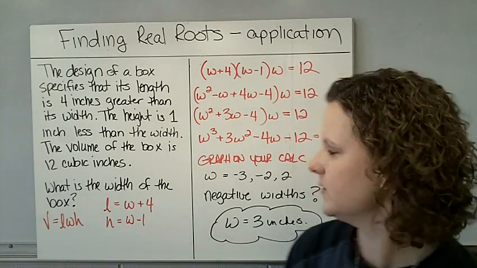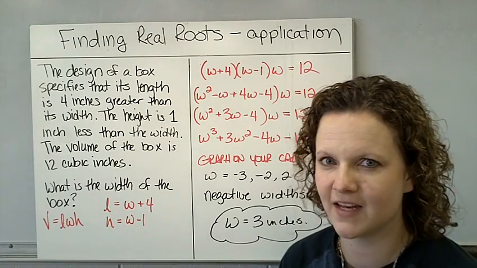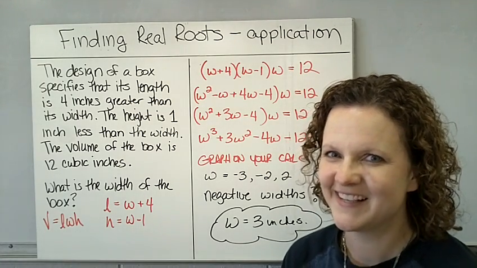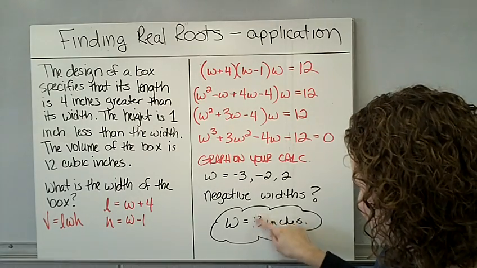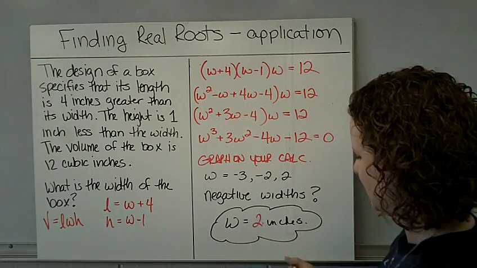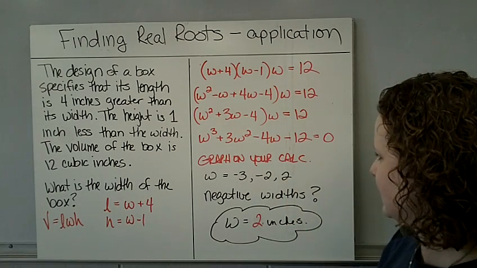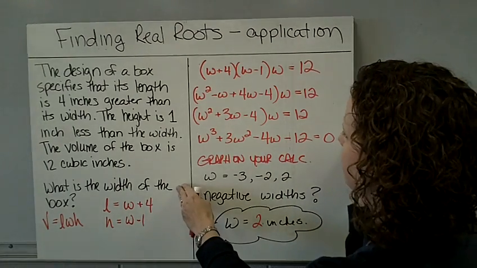What is the x value? -3, -2, and 2. Can we have negative widths? No. So our width for this problem is positive 2 inches. Excuse that typo. 2 inches, because it's the only positive root or 0 in the problem. Let's try one more.